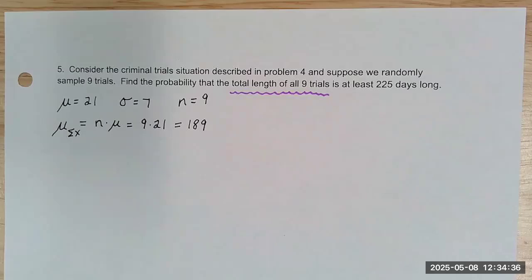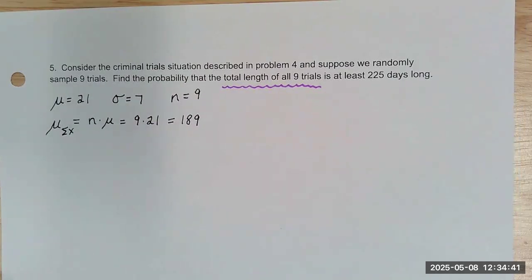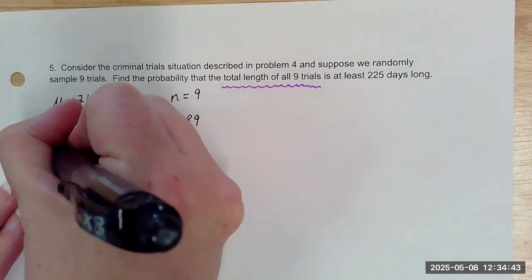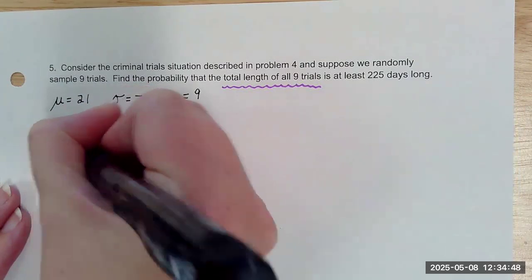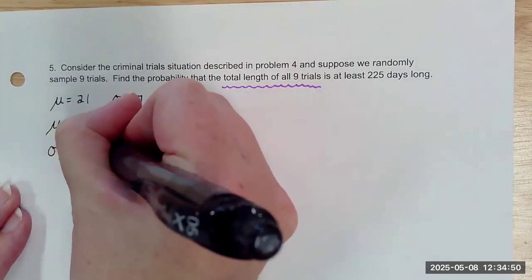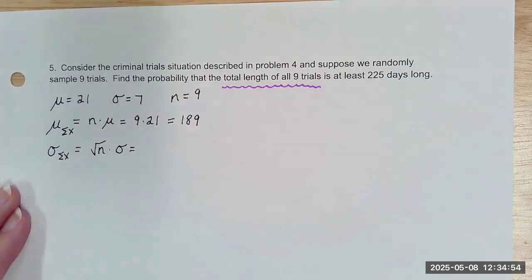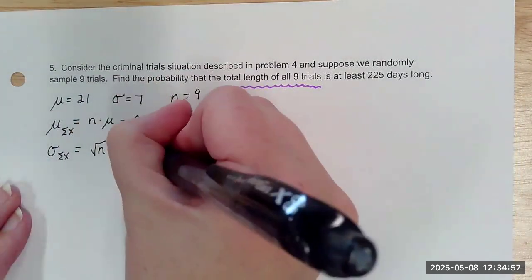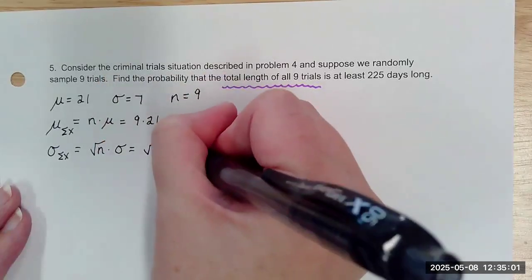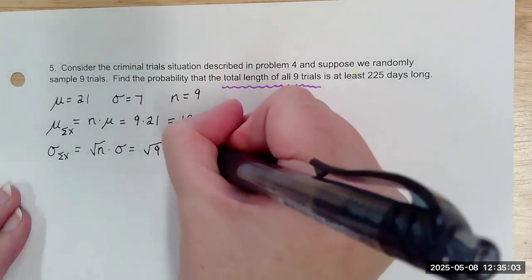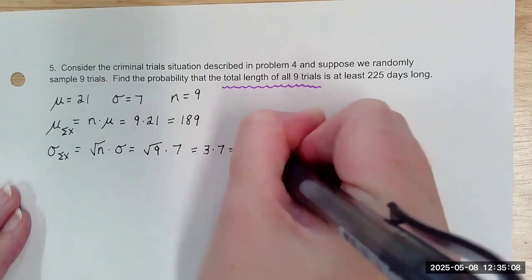Okay. They're saying that the standard deviation of days for 1 trial should be 7. And we got a formula saying that the standard deviation for the sum is equal to the square root of n times the standard deviation of just the 1 trial. So the square root of n is going to be the square root of 9. And the standard deviation for 1 trial was 7. So this is going to be 3 times 7, or 21 days.